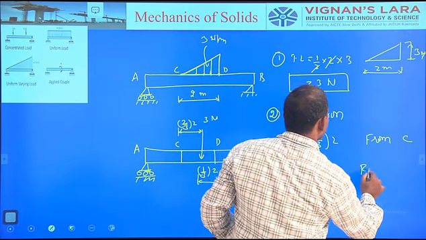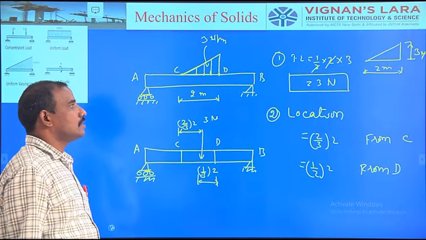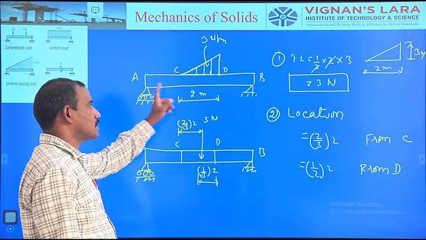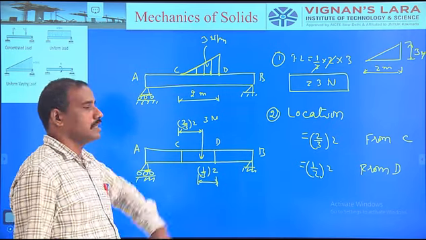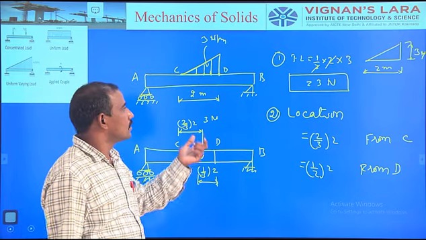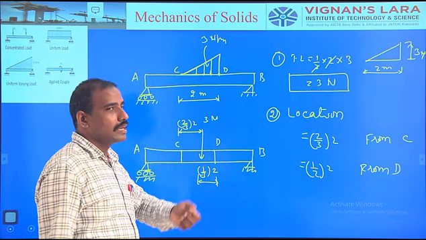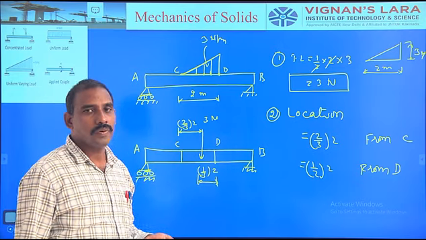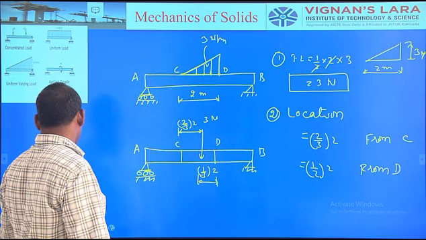So this is the procedure to convert distributed loads into point loads. The first one is the uniformly distributed load. We just have to calculate the total load and the location of the load. And the second one is the uniformly varying load. Here too you have to calculate the total load and the location at which point it is concentrated.